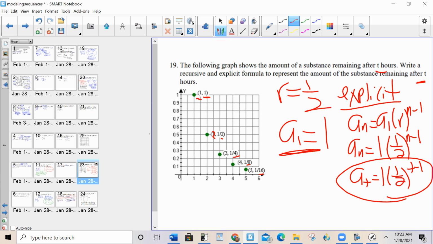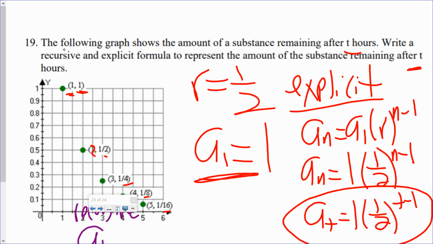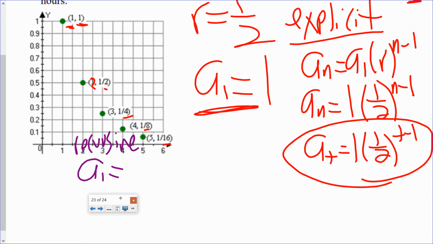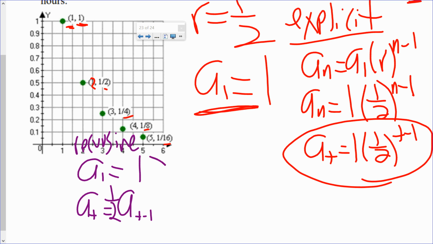Because it literally said, when x is 1, it's 1. That's why it's A1 and not A0. Usually it's A1 unless 0 time has passed, unless you specifically see a 0. Now we're going to do the recursive. A1 is 1, and An equals An minus 1 times 1/2. I am multiplying the previous term by 1/2. There it is.